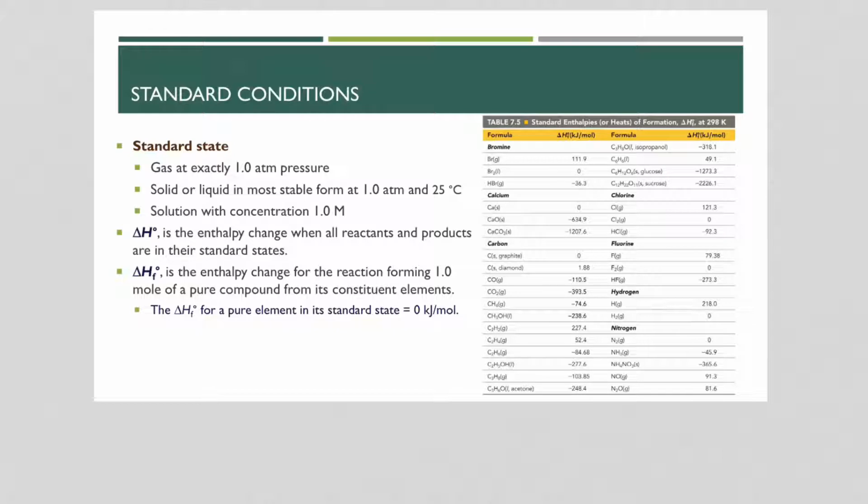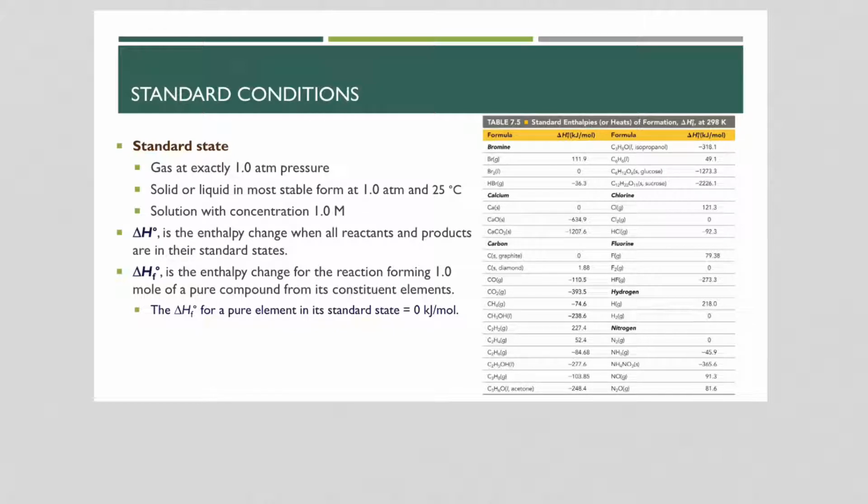If something exists as a solid or a liquid, it is whatever its most stable form is at 1 atmosphere and 25 degrees Celsius. So the way we look at this is that we have some material. Its standard state of existence, gas, liquid, or solid, is going to be whatever it exists at 1 atmosphere of pressure, essentially. If it exists as a gas, then it's going to be that gas at 1 atmosphere of pressure. If it exists as a solid or liquid, its standard state would be whichever one of those it exists at 1 atmosphere and 25 degrees Celsius. Now, if we're dealing with a solution, the standard state for a solution is 1 molar concentration.